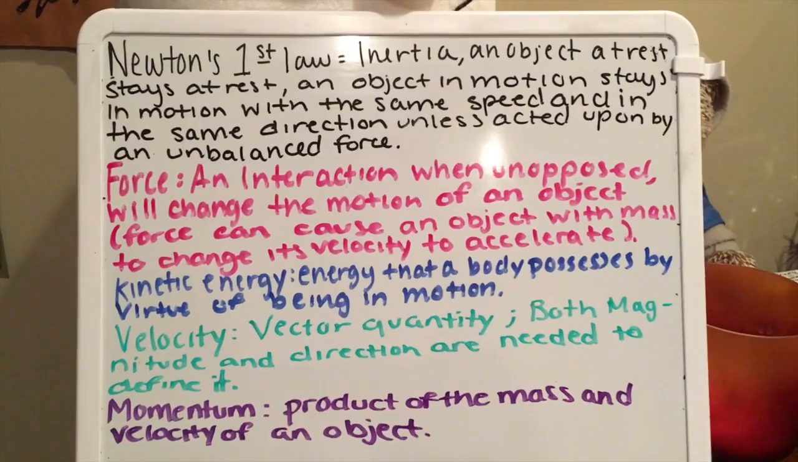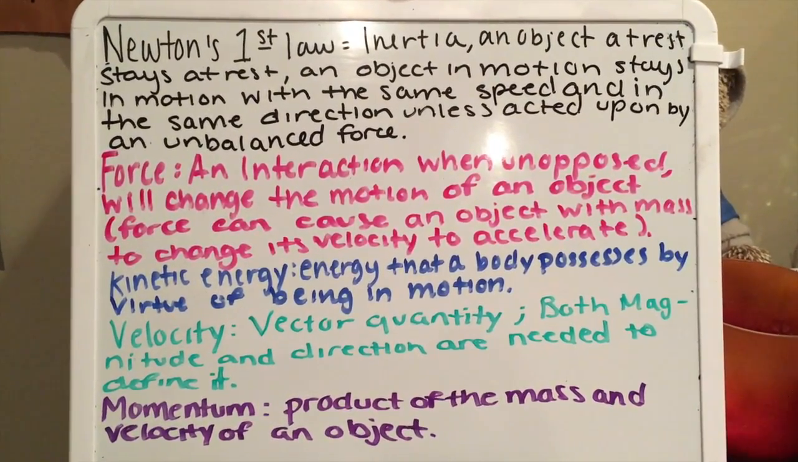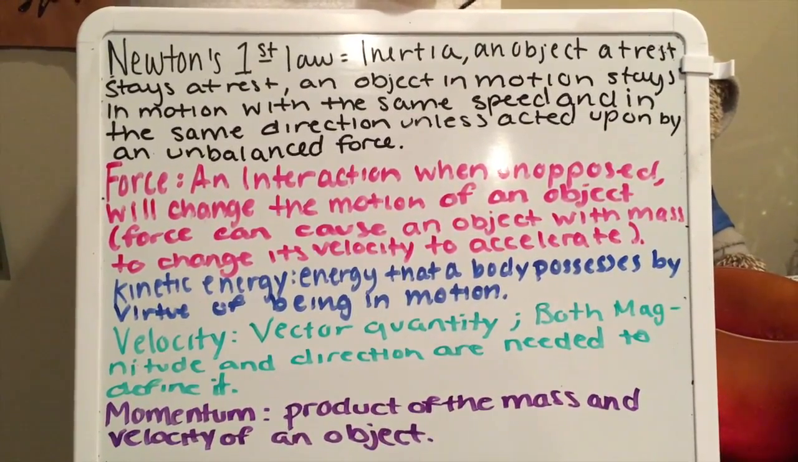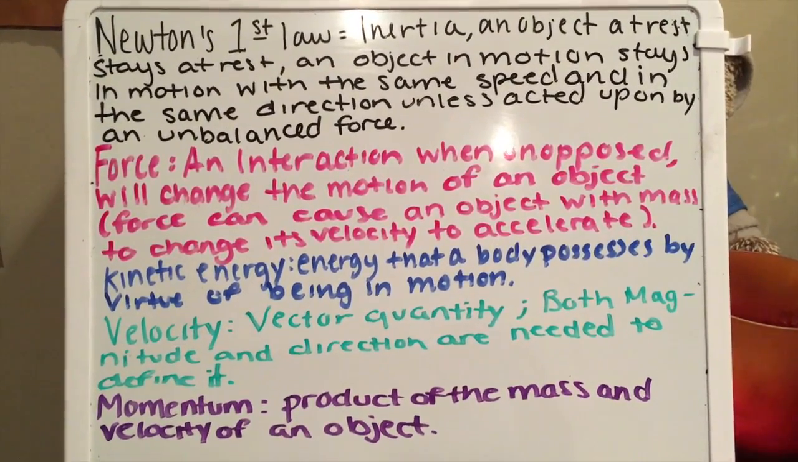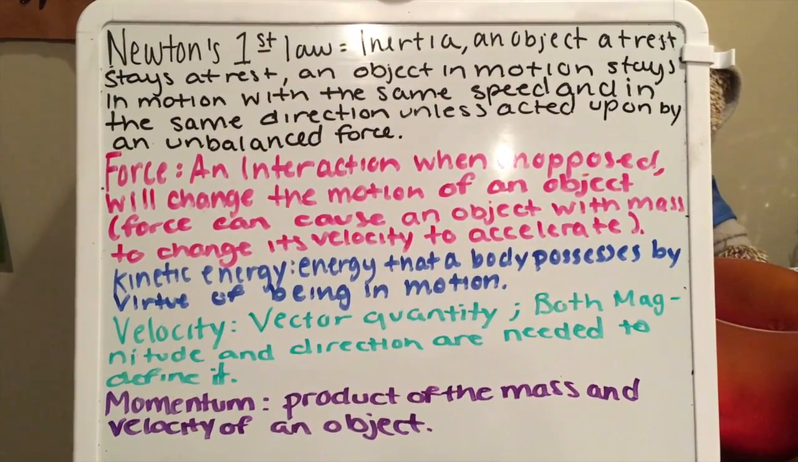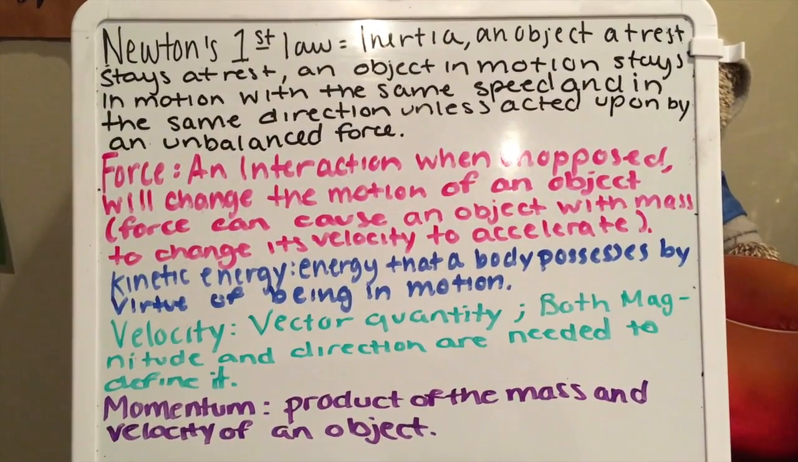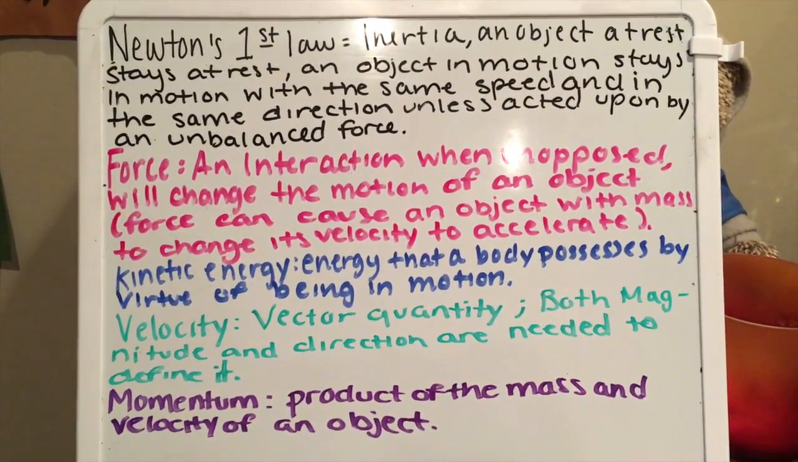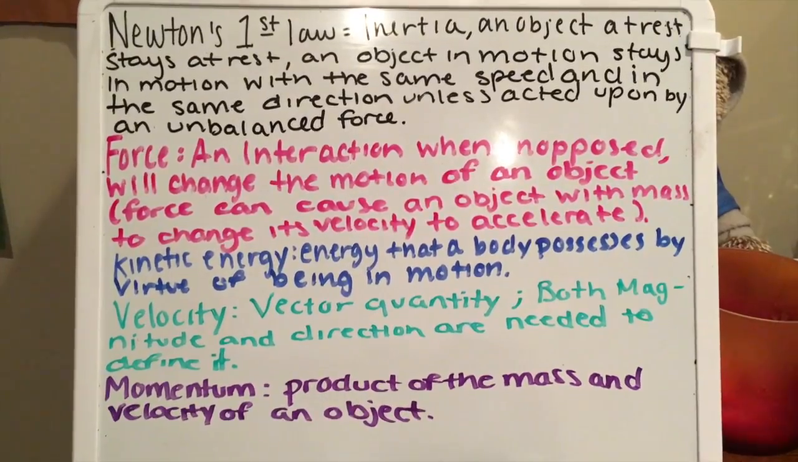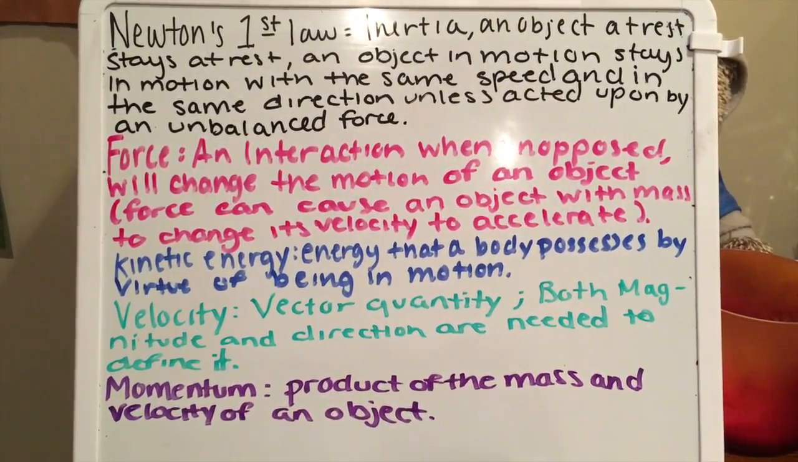An object at rest stays at rest. An object in motion stays in motion with the same speed and in the same direction unless acted upon by an unbalanced force. A subpoint is force. An interaction, when unopposed, will change the motion of an object. Therefore, force can cause an object with mass to change its velocity, to accelerate.